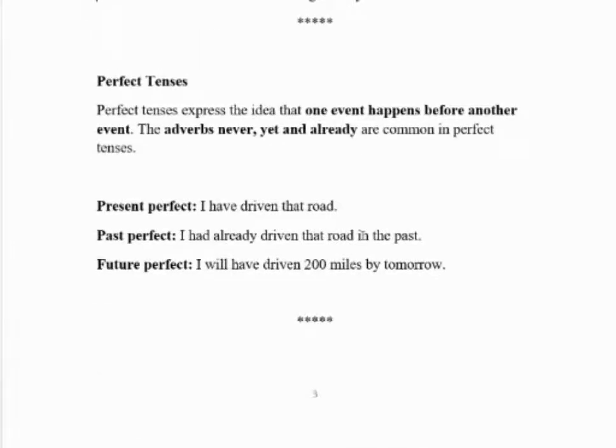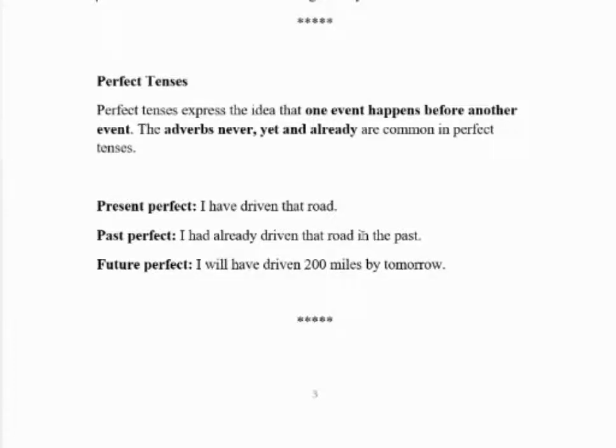Perfect tenses express the idea that one event happens before another event. And the important thing for you to think about when we talk about perfect tenses are the adverbs. We usually use the adverbs never, yet, and already when we use the perfect tenses. So we also have the present, past, and future perfect.